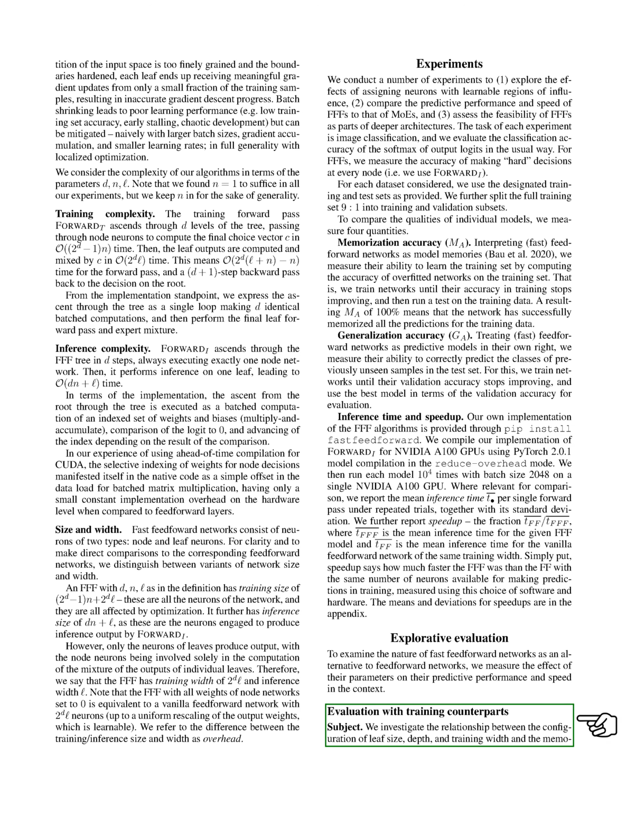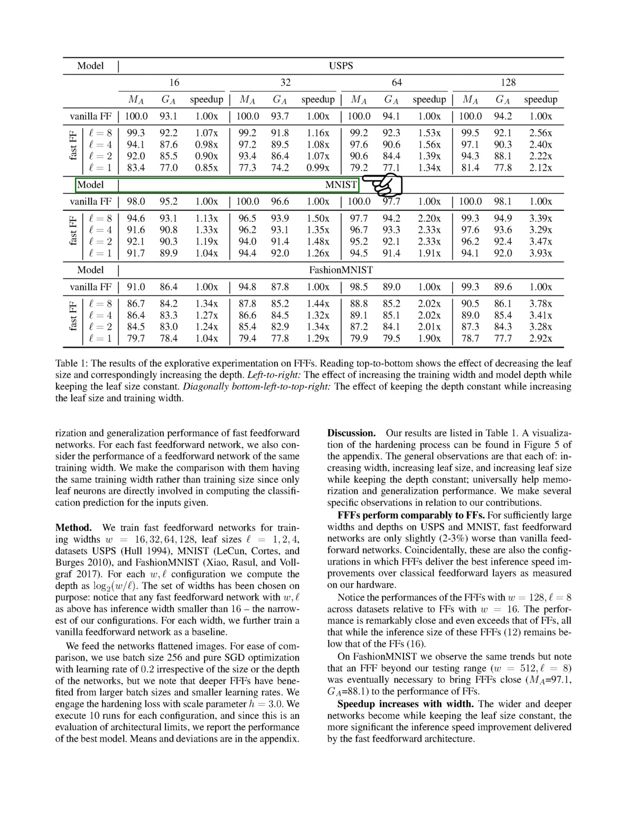For each fast feedforward network, we're also looking at a feedforward network with the same training width. We're doing this because only leaf neurons are directly involved in making the classification prediction for the inputs given. We trained fast feedforward networks with various training widths and leaf sizes, using 3 different datasets: USPS, MNIST, and Fashion MNIST.